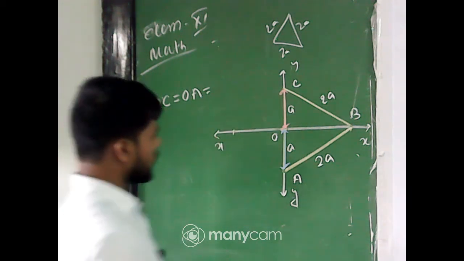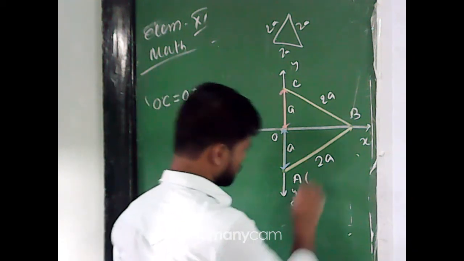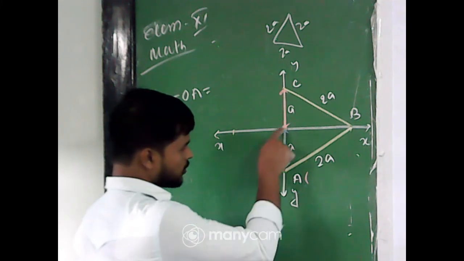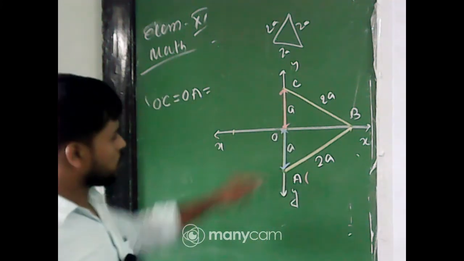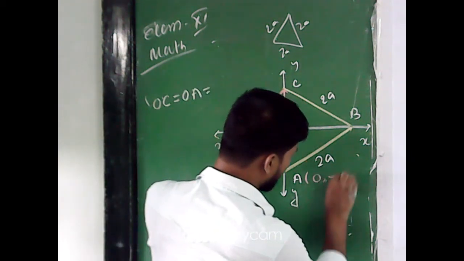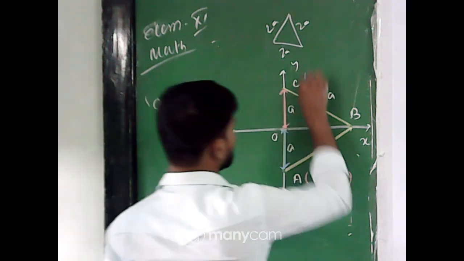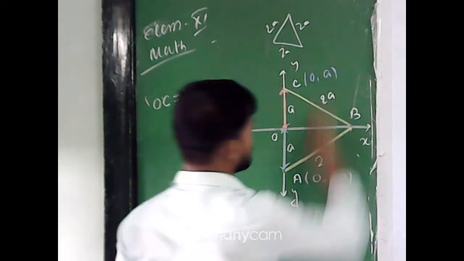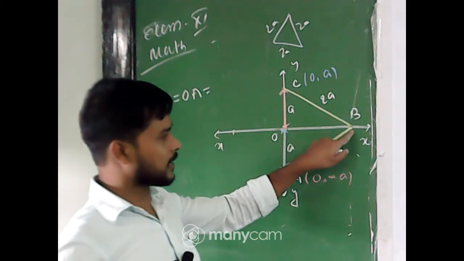Now, tell me what will be the coordinate of the point A? That will be 0, as the point A is lying on the y-axis. So the coordinate of the point A will be 0, minus a. Coordinate of the point C will be 0, plus a. Now we have to find the other vertex, that is B.